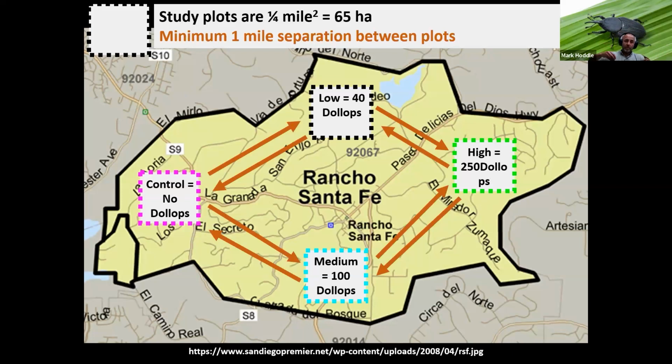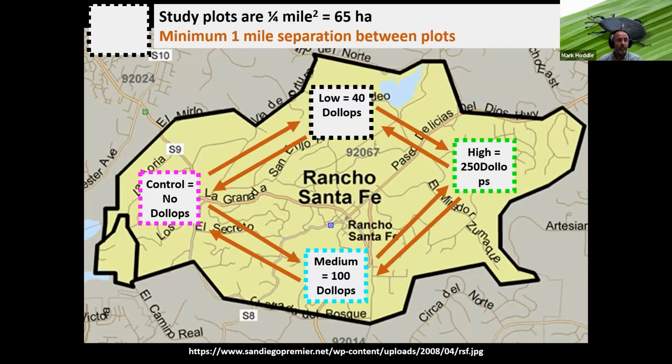What we're hoping to see is that as the dollop numbers go up, we catch fewer weevils in our percussion traps that are in the center of these study plots because we are killing the weevils. And we will have replicated these treatments 3 times throughout Rancho Santa Fe and Fairbanks Ranch. So we'll have 3 treatments of controls, 3 of the low rate, 3 of the high rate, and 3 plots with the medium rate. We haven't started this yet.